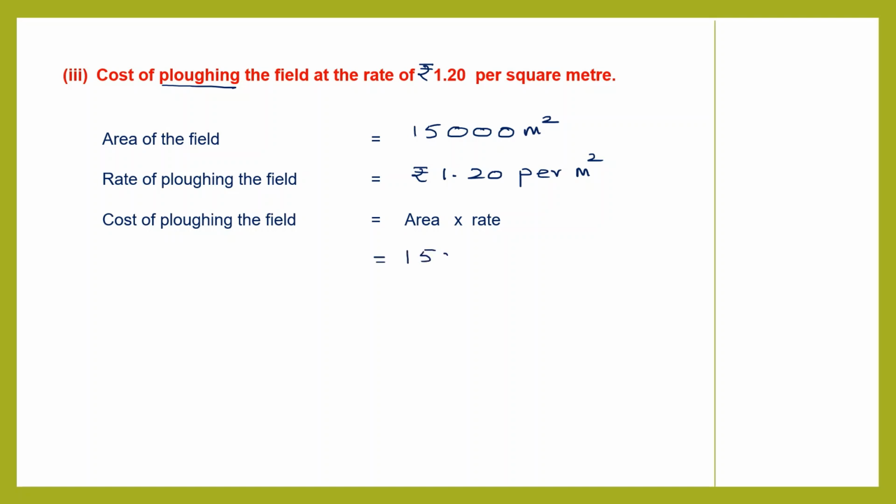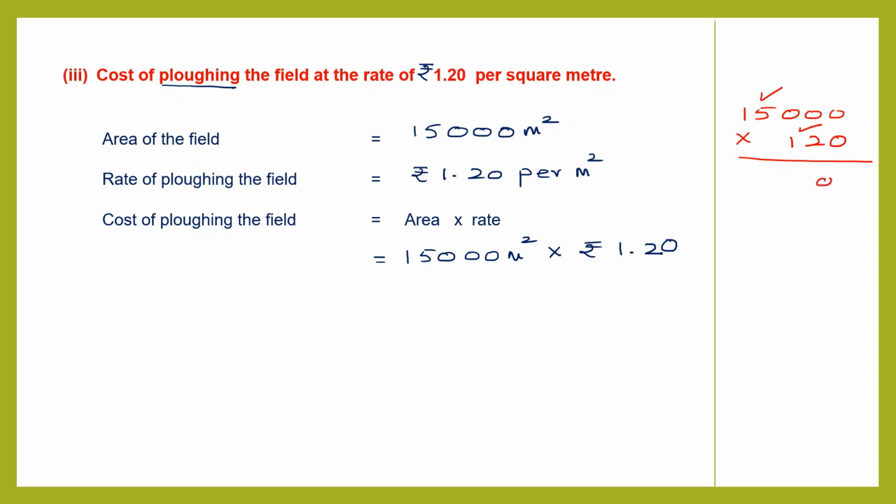So 15,000 meter square is the area. The rate is 1 rupee 20 paisa per meter square. So now we have to multiply these two. So let's do this multiplication. 15,000 into 1.20. Now we'll ignore the point, we'll make it 120 and multiply. So let's multiply 15 into 12 and then we'll add the zeros.